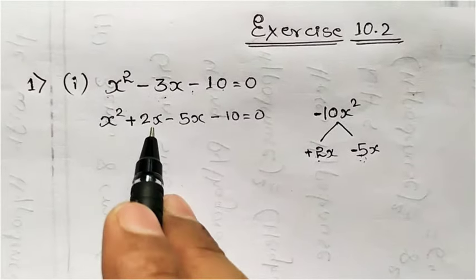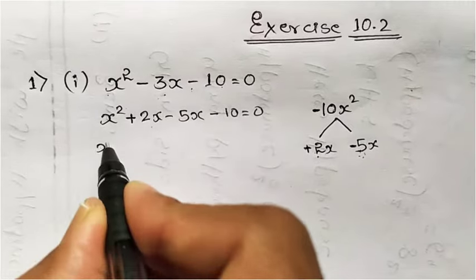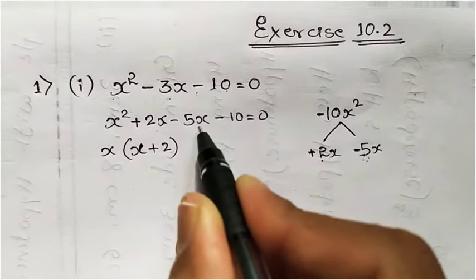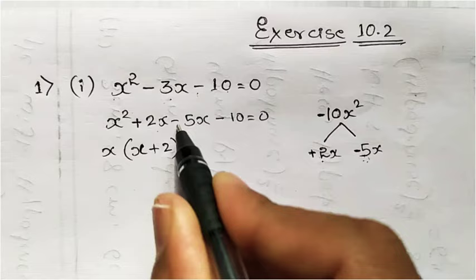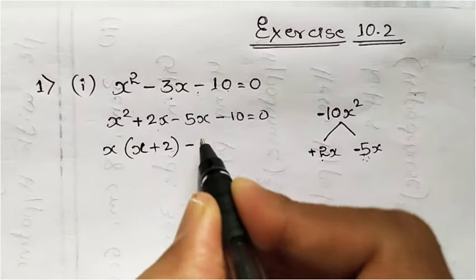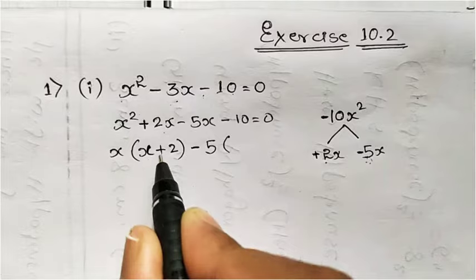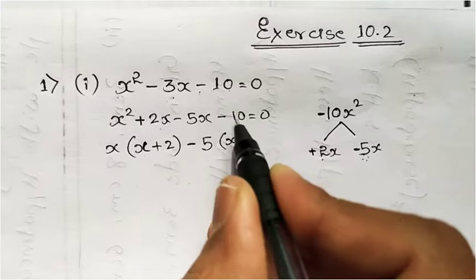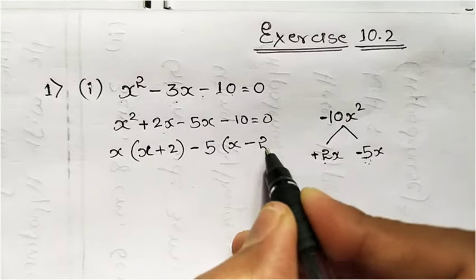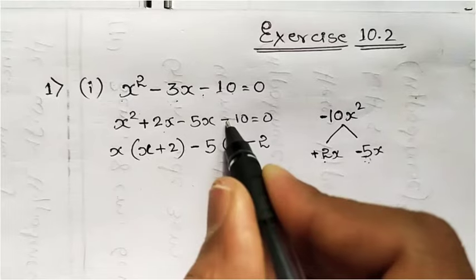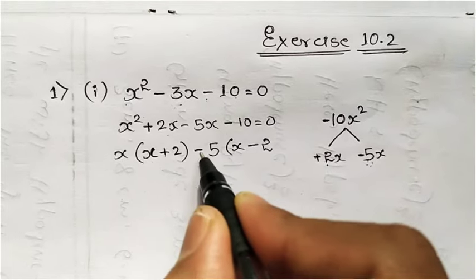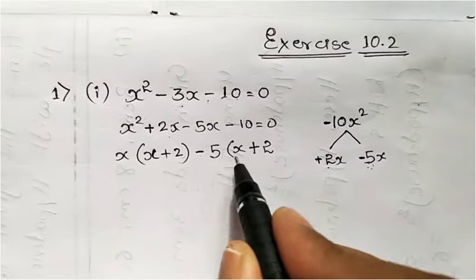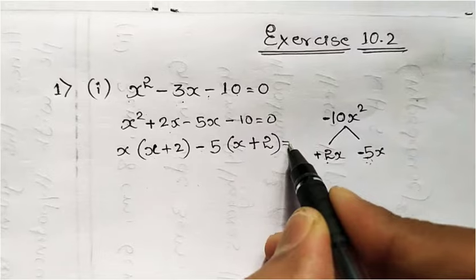Now in x square plus 2x, take x common; what is left? x plus 2. And here we have minus 5x minus 10. I will take 5 common, because in the bracket we need x. If I take 5 out, x remains, and 5 times 2 is 10. Then what about the sign? Here minus is there, so we have to multiply 5 by minus and plus, then only we will get the minus. So our bracket will be x plus 2 equal to 0.